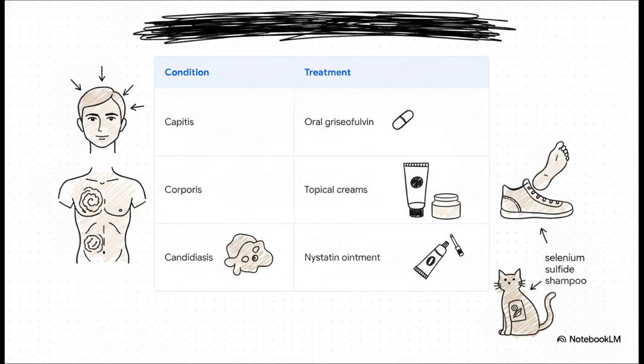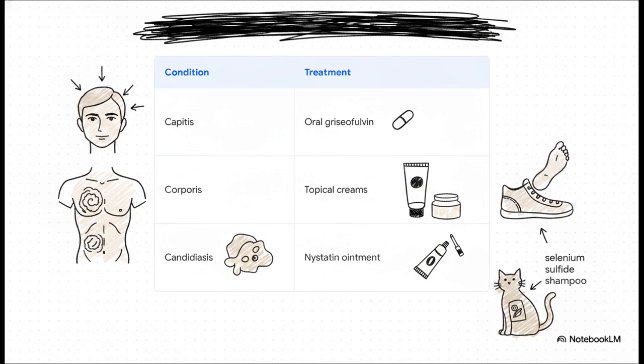But tinea capitis, up on the scalp, is a different story. You can't just use a topical cream because the fungus hides deep down inside the hair follicle. That is exactly why tinea capitis requires an oral systemic medication called griseofulvin, alongside a selenium sulfide shampoo. Oh, and don't forget to treat infected household pets. Yes, the family cat might actually be the culprit.